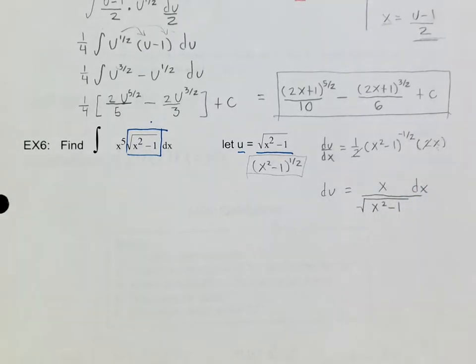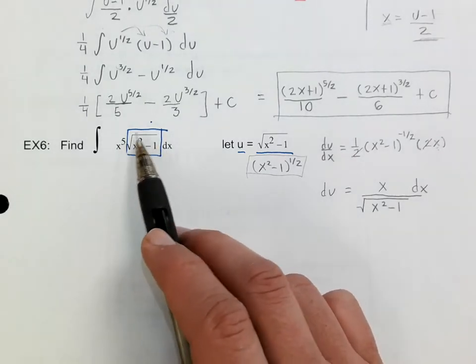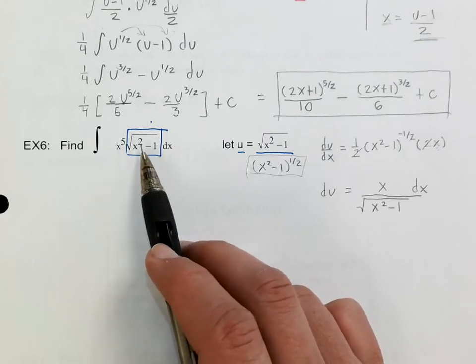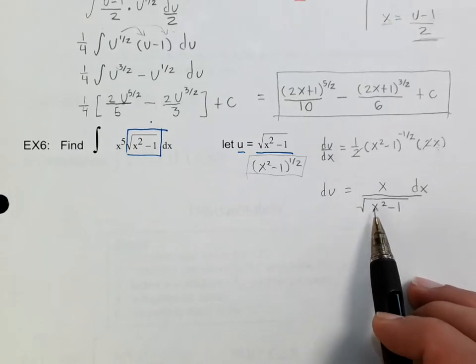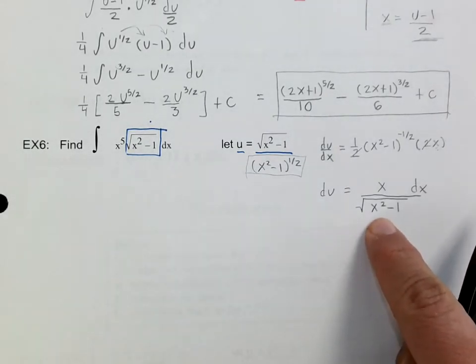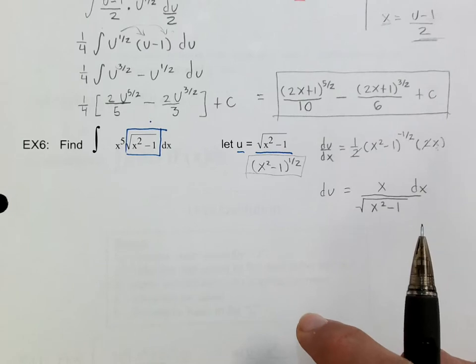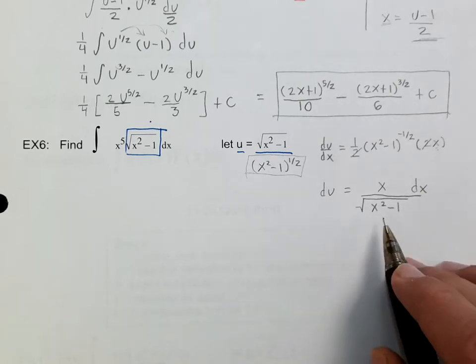Now if you look at it, this is a part that's going to be a little bit strange. You already replaced this, so you don't have to deal with this anymore. But you have x to the 5th power, and that does not look like x to the 5th power. So what you can do is get rid of this square root of x squared minus 1 by multiplying both sides times this.